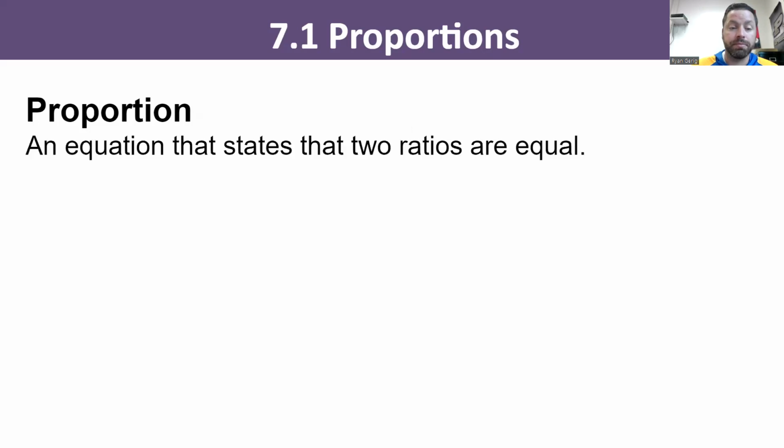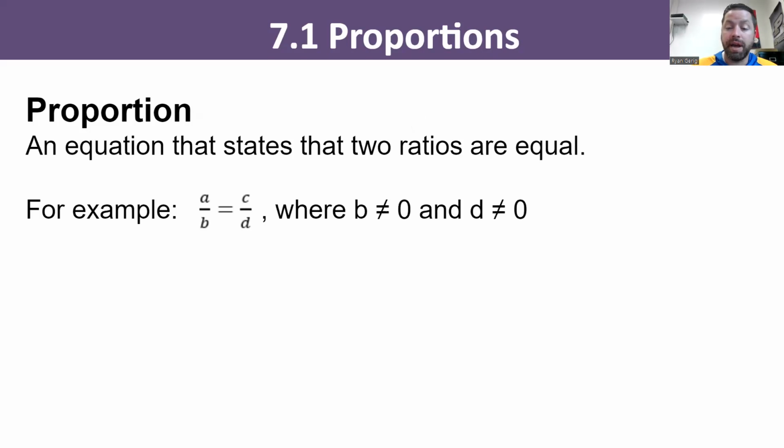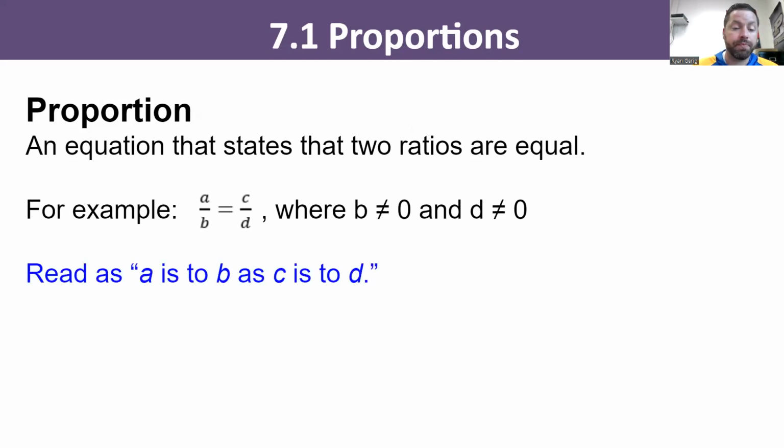A proportion is an equation that states that two ratios are equal. For example, A over B equals C over D, where B cannot be 0 and D cannot be 0. Now, why can they not be 0? We're not allowed to divide by 0, so the denominators cannot be 0. We read that A is to B as C is to D.